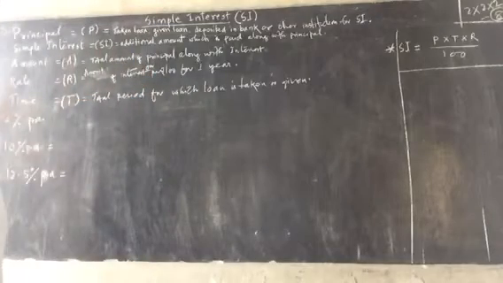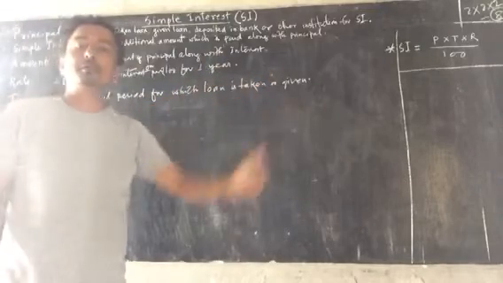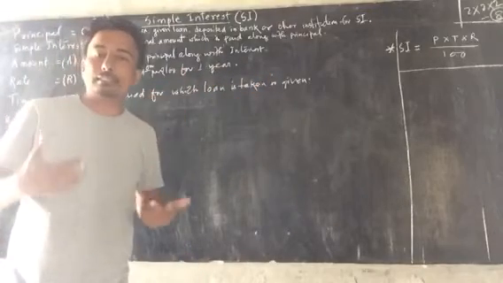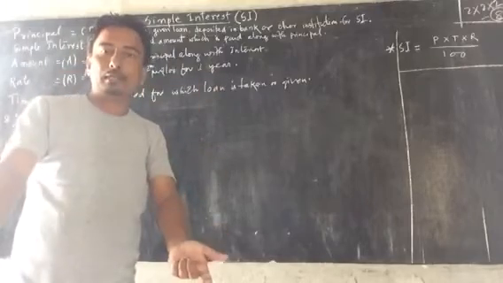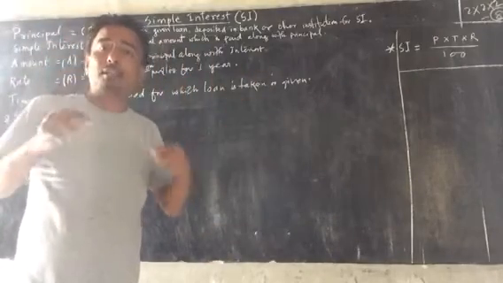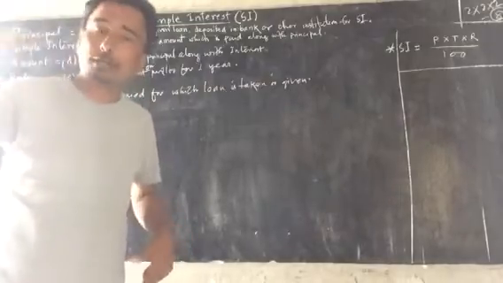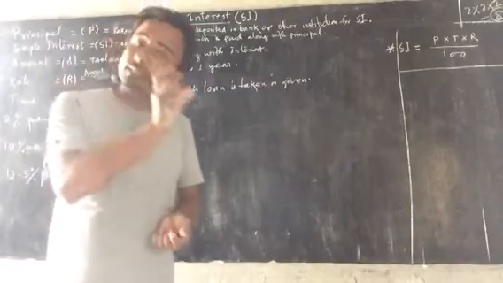Another is time. Time is the total period for which a loan is taken or given. For how many years you have taken a loan or given a loan to someone, that total time period is known as time. These are the very important terminology in the case of simple interest.